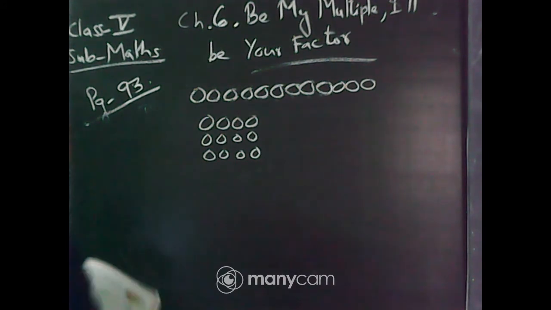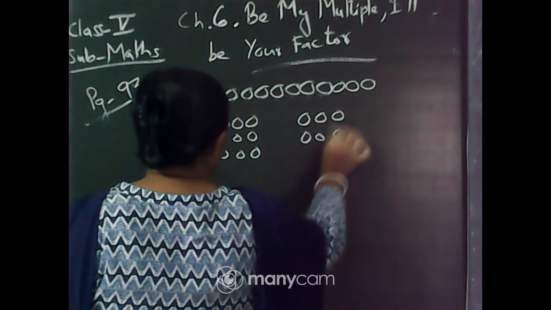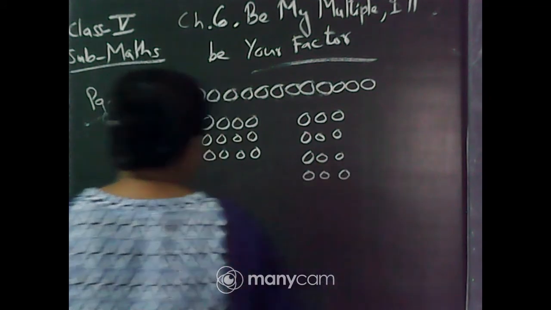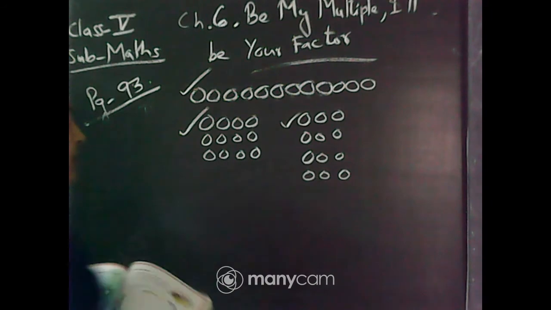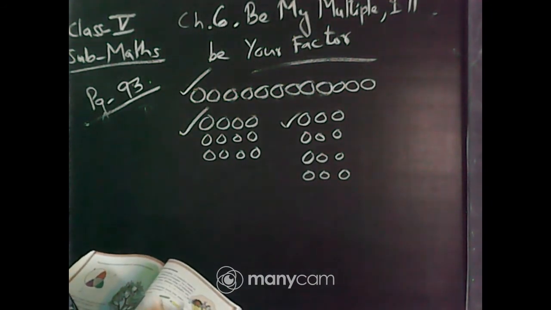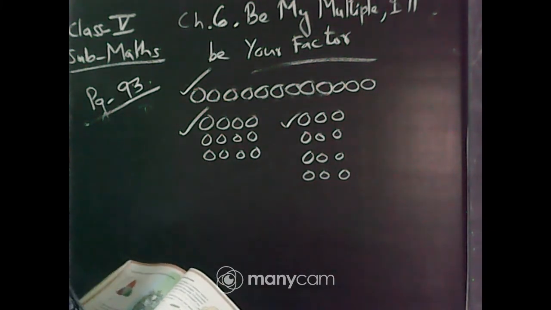Similarly, she can make it like this also, 1, 2, 3. Like this way, isn't it? So 1, 2 and 3. This way you can see that 3 types of rectangles are made from 12 tamarind seeds.